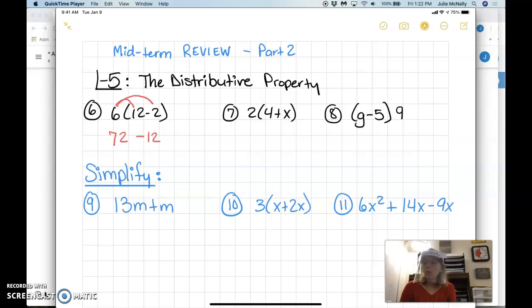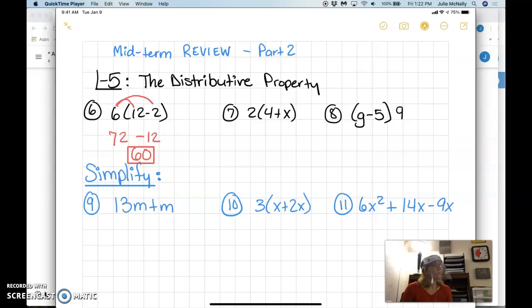-12. Now, what do you notice about 72 and -12? Well, they both end in 2. Yep. What else? Well, one's positive, one's negative. Yep. What else? Are they the same type of term? Yes. They're both numbers, right? Do they have variables? No. So that means I can combine them still. I'm not done. What is 72 minus 12? 60. So my final answer is 60 for that one.